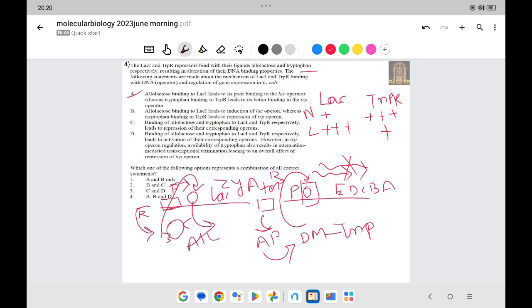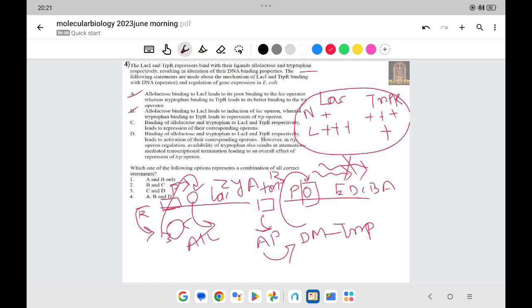In the next option, allolactose binding to lac I leads to induction of the lac operon. That is also true. So when lac I binds to allolactose, the induction of the lac operon is happening. And tryptophan binding to trp R leads to repression of the trp operon. So from this figure you can find it out. So that is also right.